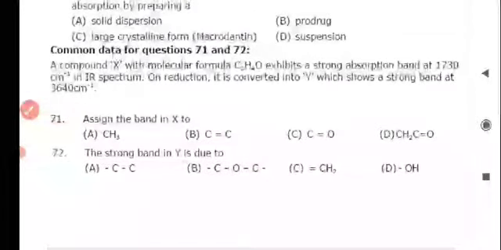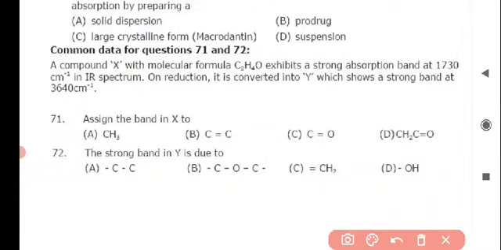Moving to the next statement. A compound X with molecular formula C2H4O exhibits a band at 1730 centimeter inverse in the IR spectrum. On reduction, it is converted into Y, which shows a strong band at 3640 centimeter inverse. The question is, assign the band in X to, and the correct answer for this is option C, C double bond O. And the next question for this statement is, the strong band in Y is due to, and the correct answer is option D, OH.